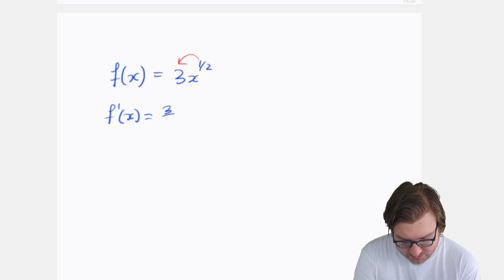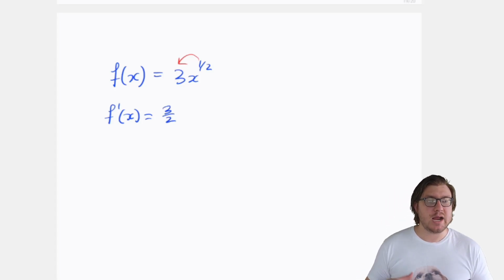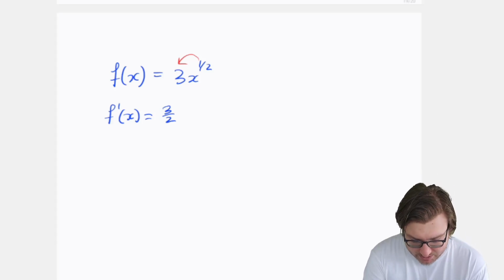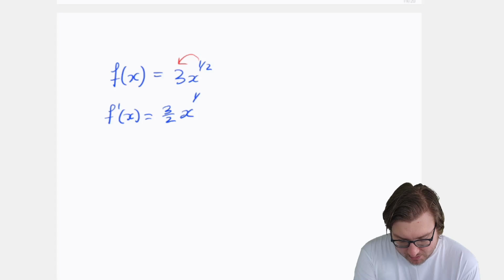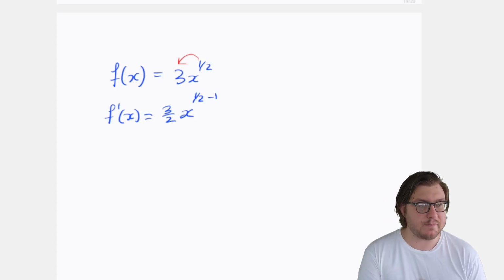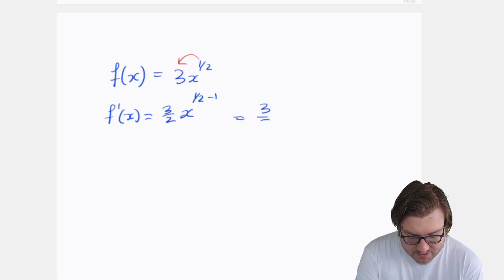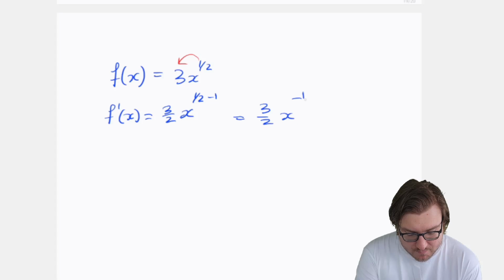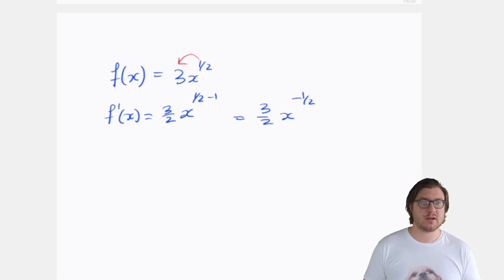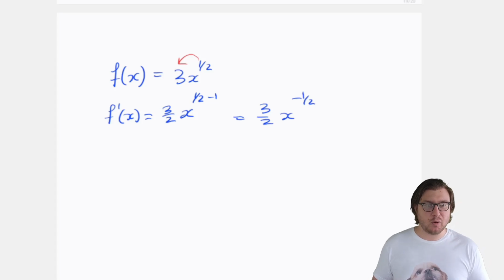Let me make that clearer. 3 over 2. And then we reduce the power by 1. Well, reducing the power by 1 is half minus 1. And if you're ever not sure, you can put this in the calculator, but that just means we have x to the minus 1 over 2. Now, why is this important?